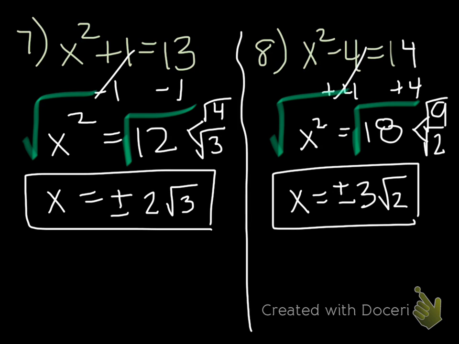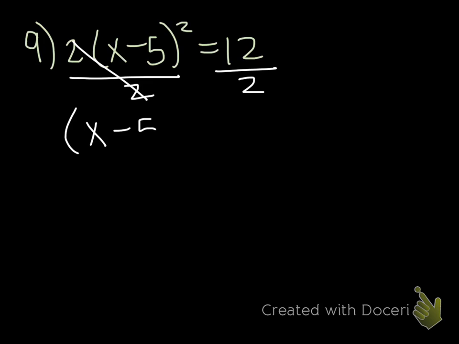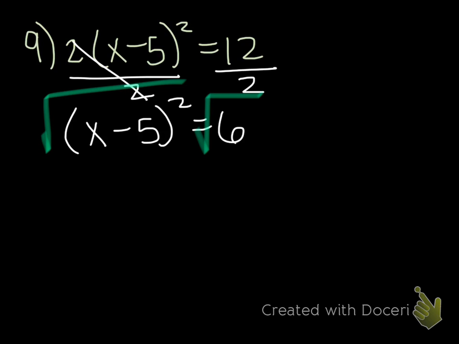One more example for today to wrap up on these notes. Again, this is very similar to what we call vertex form. I want to leave it in this form. I need to get the parentheses by themselves, so I will divide the 2 over. And I get x minus 5, the quantity squared, equals 6. And now from here, we square root both sides.